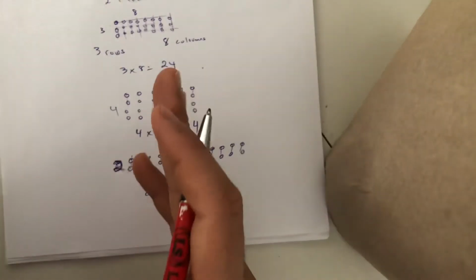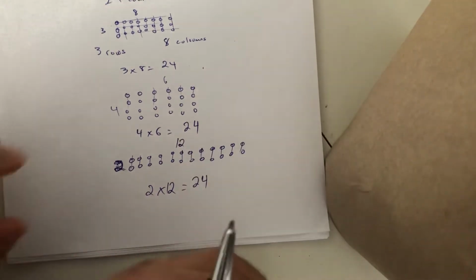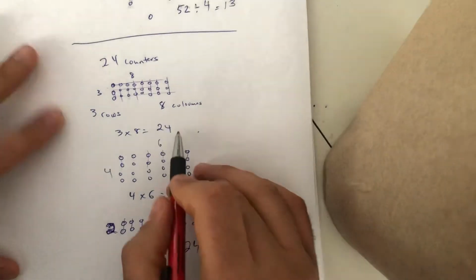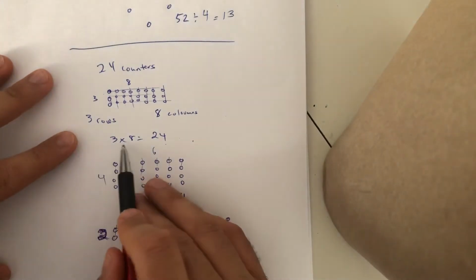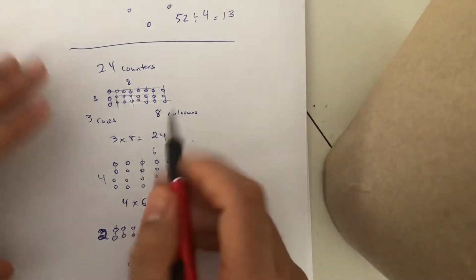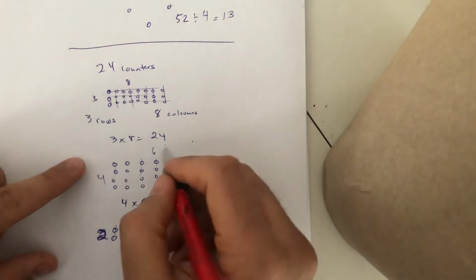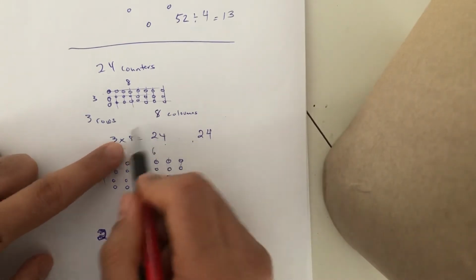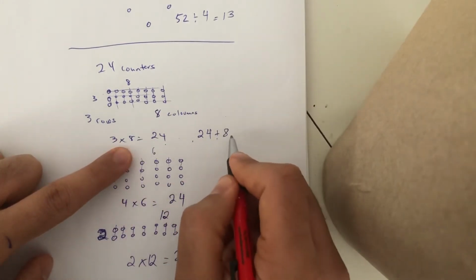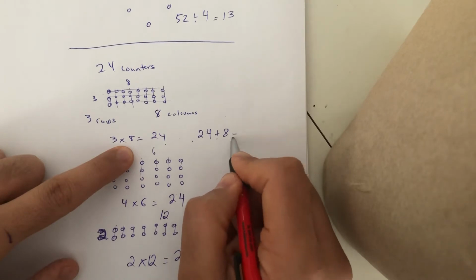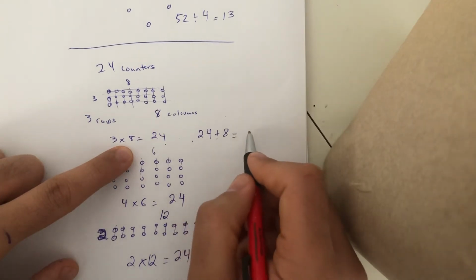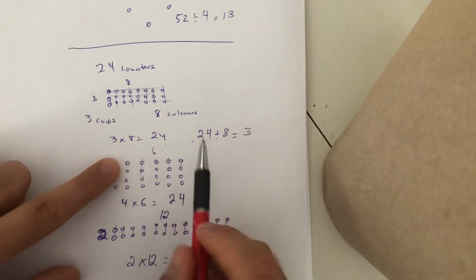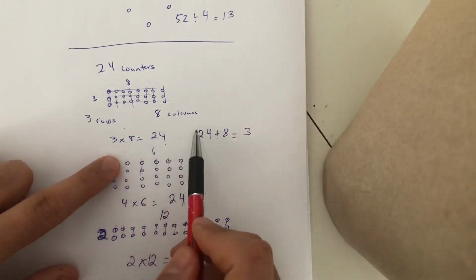Now, why am I doing multiplication? As I said, it's the opposite of division. So let's go back to this one right here. 3 times 8 equals 24. If it's the opposite, let's work the other way around. So 24 divided by 8 equals 3. As you can see, we just worked our way backwards.